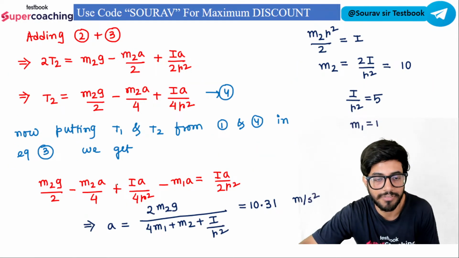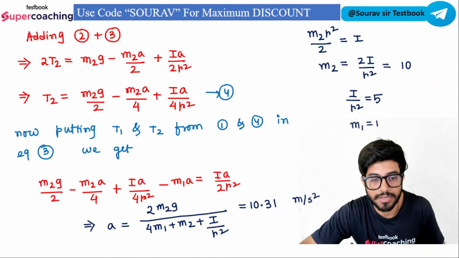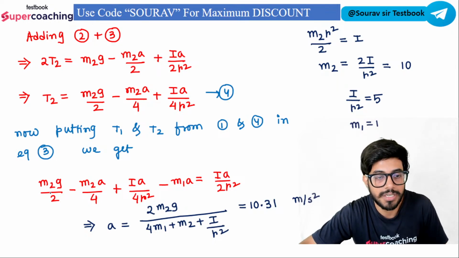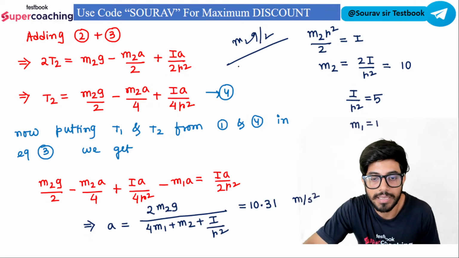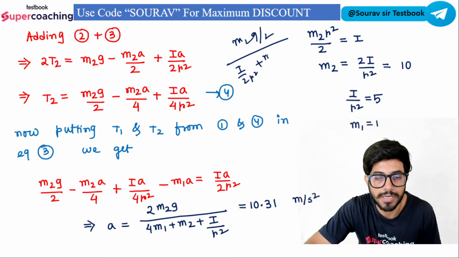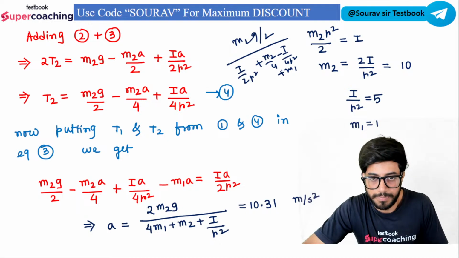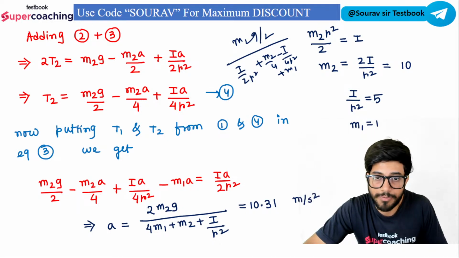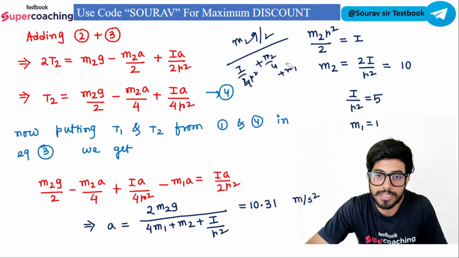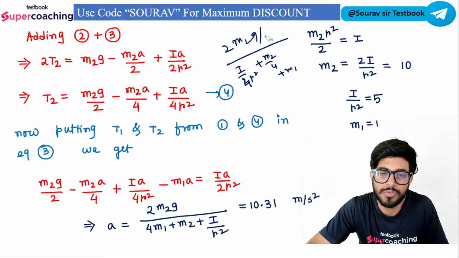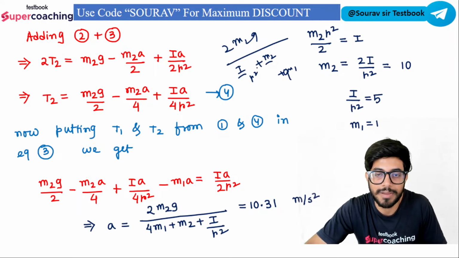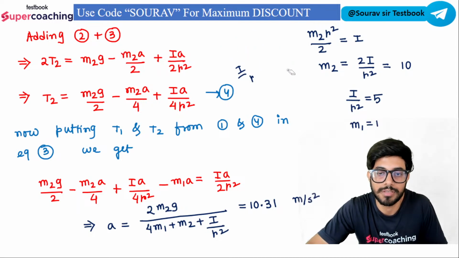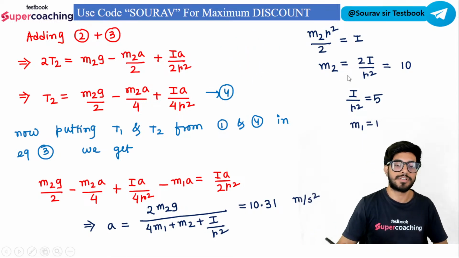It's an easy question. It's not tough. From this expression, you can find out the acceleration, that is m2g divided by 2, whole divided by I by 2r square plus m2 by 4 minus I by 4r square plus m1. 2I by 4r square minus I by 4r square is I by 4r square. Multiply 4 on numerator and denominator, so I'm going to get 4m1 plus m2 plus I by r square in the denominator, and 2m2g in the numerator. Done.